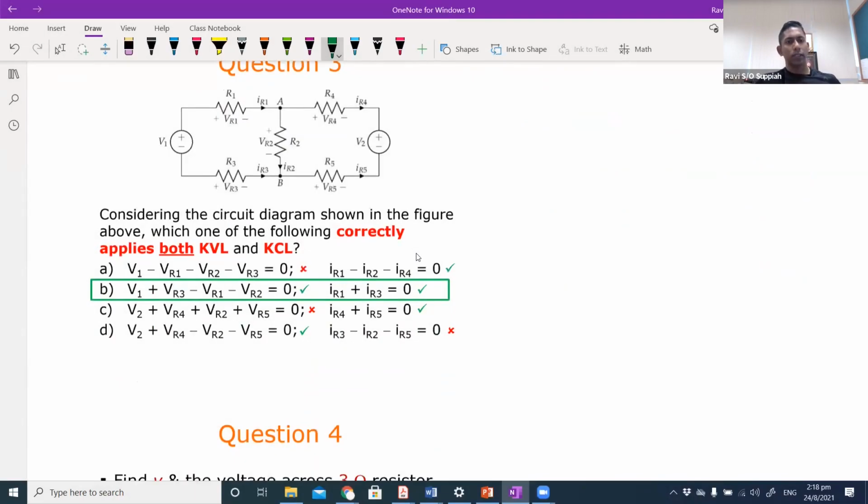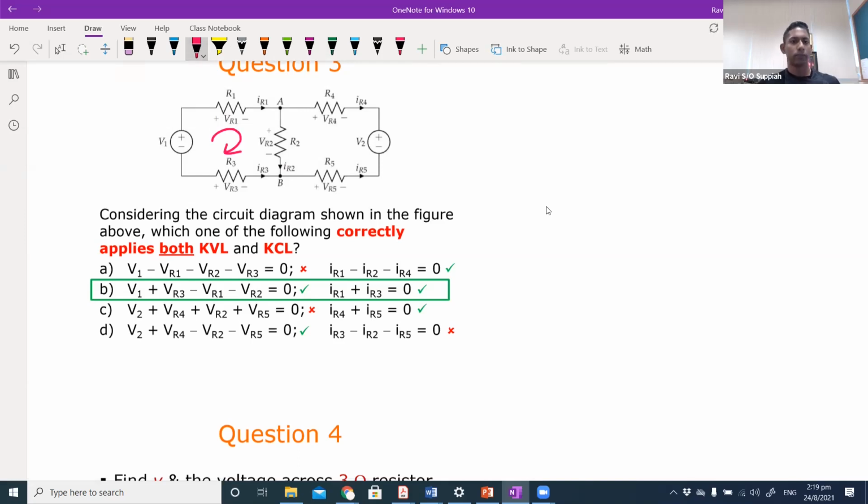Okay, question 3. In question 3, we are trying to again look back at the concept of applying KVL and KCL, given a set of current directions and voltage drops. So how do you apply it over here? The way to do this is you put a loop.